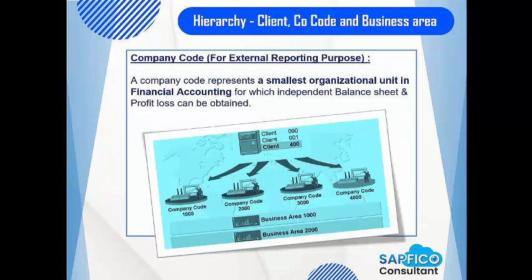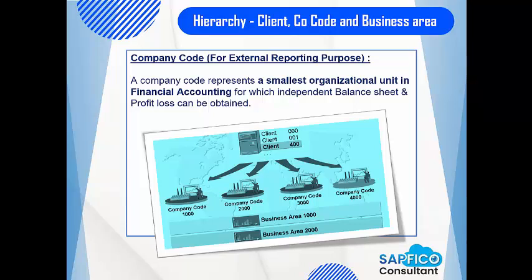So company code primarily is the smallest organizational unit in financial accounting for which we can have balance sheets and profit and loss from the system. Okay, so this is mainly created for external reporting purposes. It represents nothing but a legal entity. It can also represent a branch outside India of a company which has a branch. It can be created as a company code.